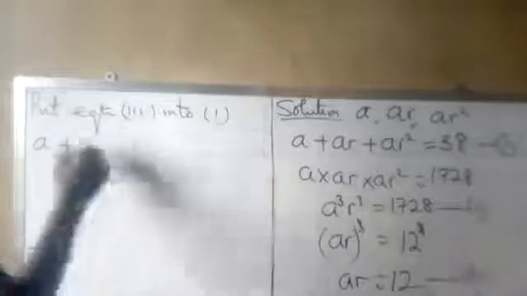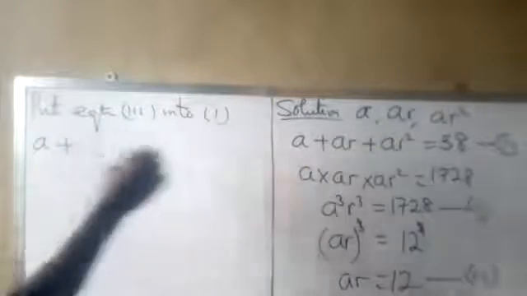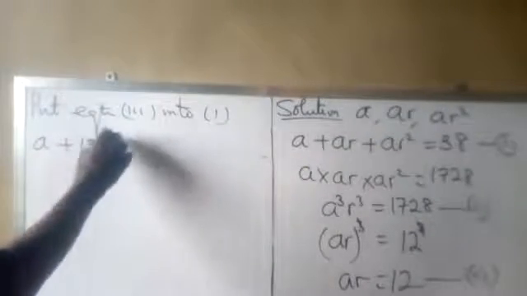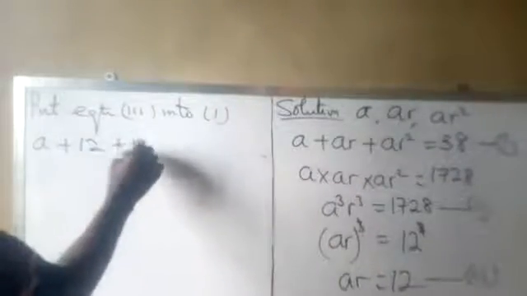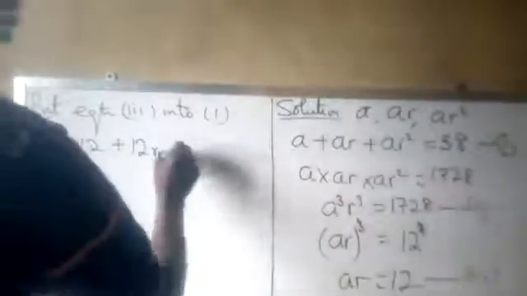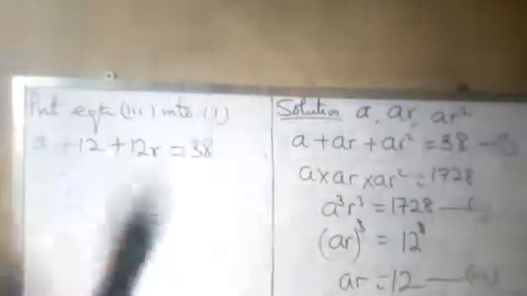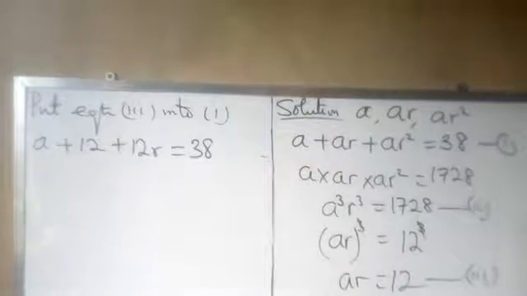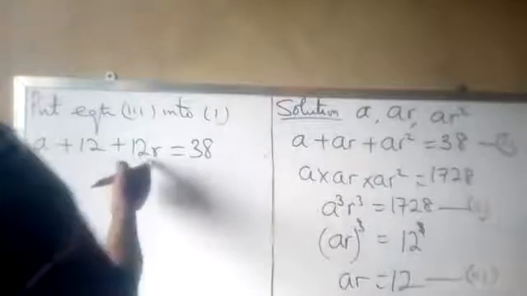Which implies A plus our AR is now what? Is 12, not 2. Correct that. Because we got 12, A plus AR, that's A plus 12, plus now AR squared, that is 12R, is equal to 38. Okay? I hope you understand how we got 12R here.